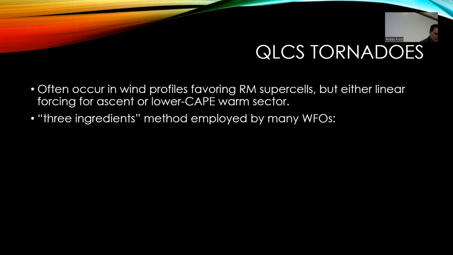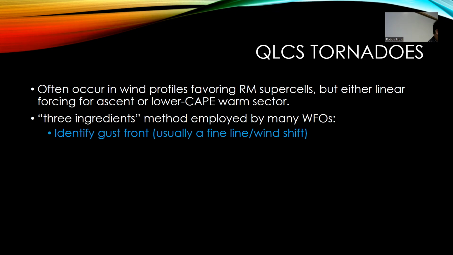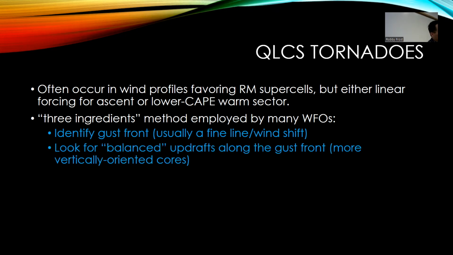Okay, all we're talking about here, and this is what forecast offices throw around, it's been floating around for about a decade now. You identify the gust front on radar. Usually there's a velocity gradient and you can see the fine line, and you want to see the reflectivity close, all of this stuff co-located. And then you're looking for what they call balance.